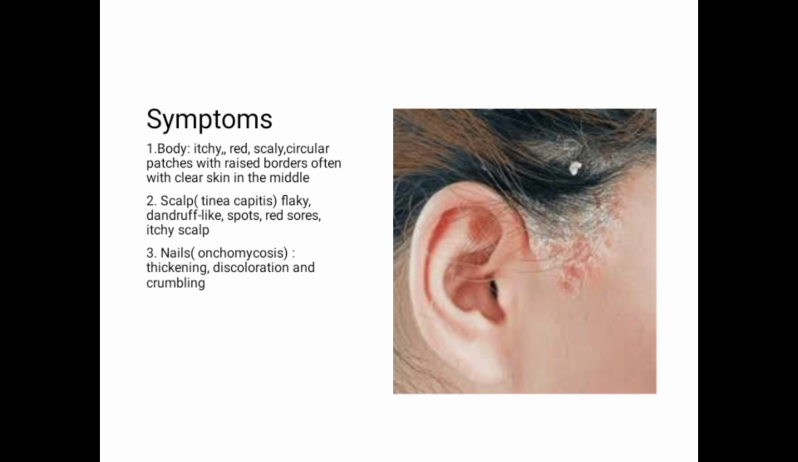Now the scalp. The scalp we are talking about is the top of the head. When the tinea affects that region, these are the symptoms you can see. The place could be flaky, dandruff-like, removing something like, I can't call it dust, but let's call it something like spores, something whitish and dusty. Then red sores and itchy scalp. The person will be scratching, and something like dust will be coming off. And the third one is the nails.